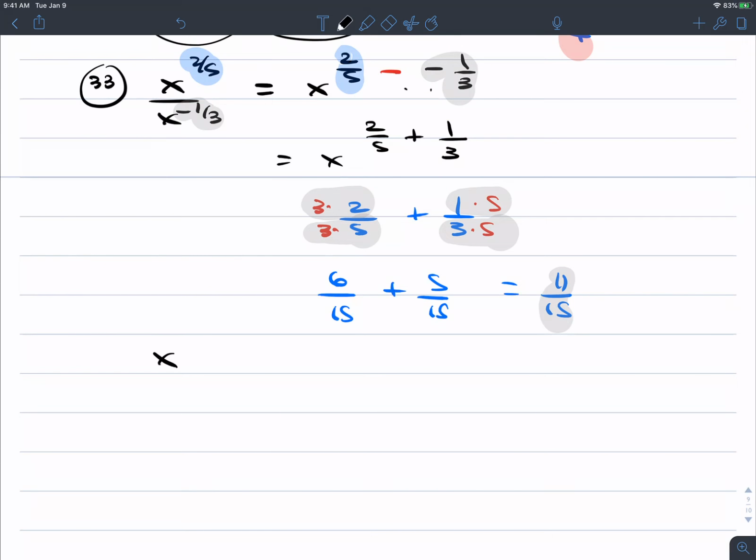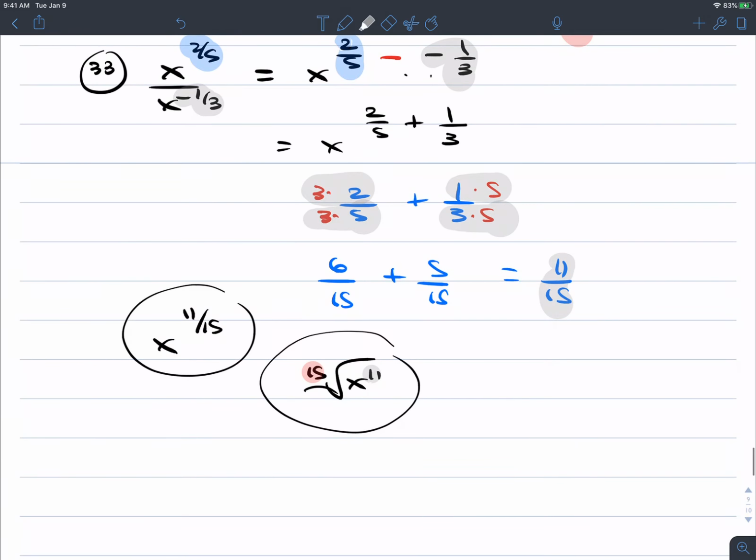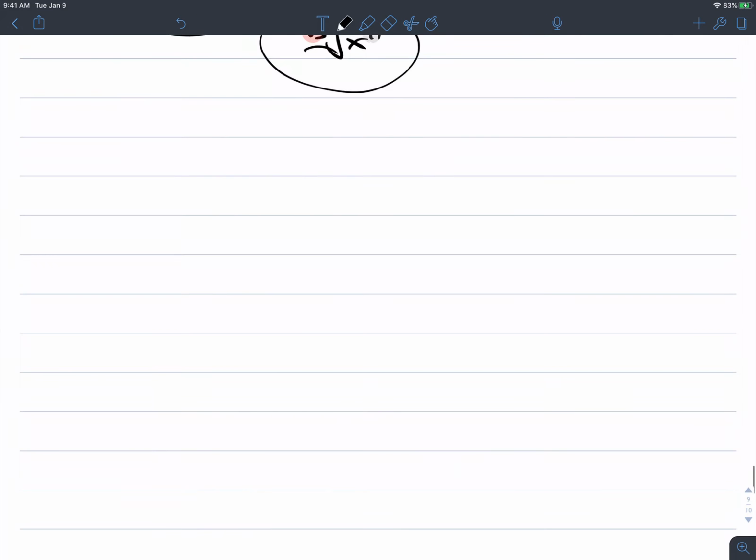So this will be x to the 11 fifteenths, written with a positive power, written as a radical is the 15th root of x to the 11th power. Notice this is simplified because 15 is bigger than the 11. That's the definition of a simplified radical. So in my mind, when I look at this, yes, I'm using properties. However, what this is really about is arithmetic with fractions.